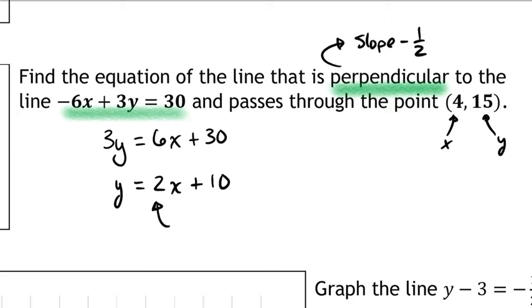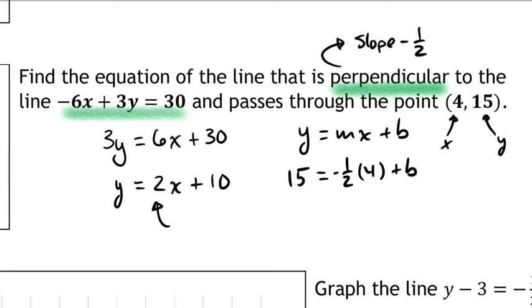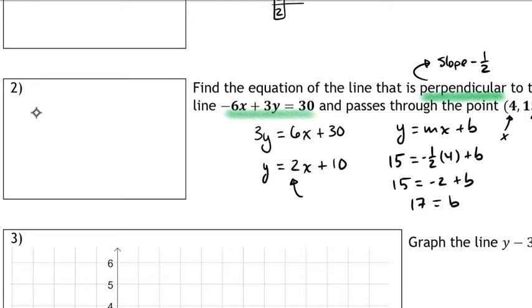So I'm looking for this line, y equals mx plus b. I know my y value I have to hit is 15. I have to hit that when x is the number 4. And my slope is negative 1/2, and then I've got the plus b. So negative 1/2 times 4 is negative 2. So 15 is negative 2 plus b. 17 is b. Okay, so our y-intercept is at 17. So the answer to this is the line y is equal to negative 1/2 x plus 17.